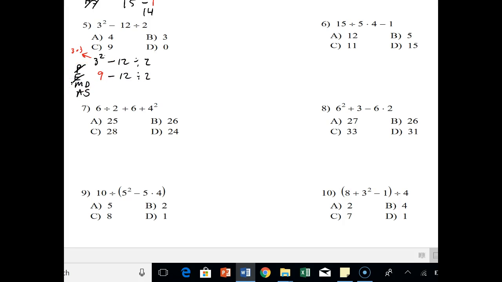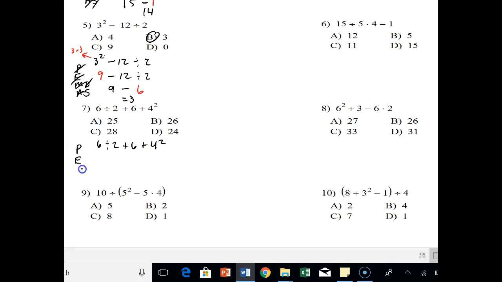So exponents are done. Do I see any multiplication or division? I see division. I got to do this 12 divided by 2 first. 12 divided by 2 is 6. So I have 9 minus 6. Do I see multiplication? No. Addition or subtraction? I see subtraction. 9 minus 6 is equal to 3. So B. Number 7, it's 6 divided by 2 plus 6 plus 4 squared.